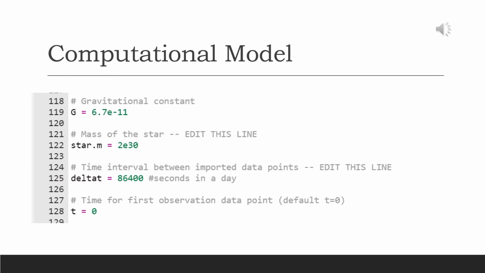Starting off with the computational model, as you can see in the image, we have the starter code provided, which was edited in order to get the desired trajectory. The lines edited were the mass of the star and the time interval between the imported data points. The mass of the star was given, and for the change in time we used 86,400 seconds, which corresponds to the seconds in a day.